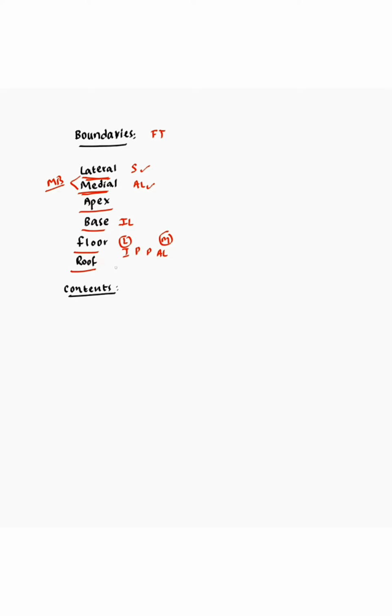Roof, from superficial to deep, is formed by skin, superficial fascia, deep fascia containing cribriform fascia. Contents of femoral triangle. It contains femoral artery and its branches, femoral vein and its tributaries, femoral nerve and its branches, lateral cutaneous nerve of thigh, deep inguinal lymph nodes. In addition to these structures, it also contains fibrofatty tissue, femoral sheath, femoral branch of genitofemoral nerve.